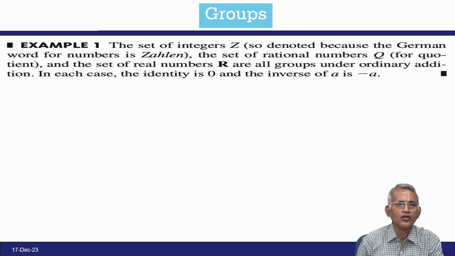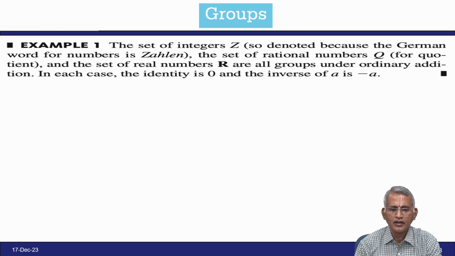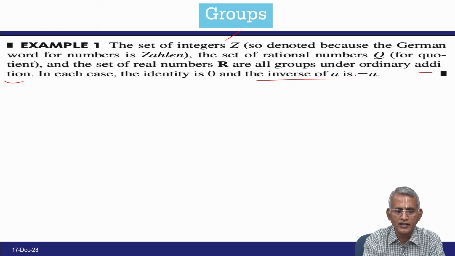Next, let us go with one example. You take the set of all integers, denoted Z because the German word for numbers is Zahlen. The set of rational numbers Q, for quotient, and the set of real numbers R are all groups under ordinary addition. Note that point, ordinary addition. In each case the identity is 0 and the inverse of A is minus A.